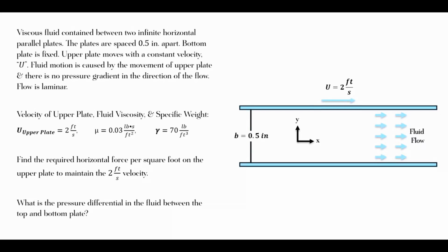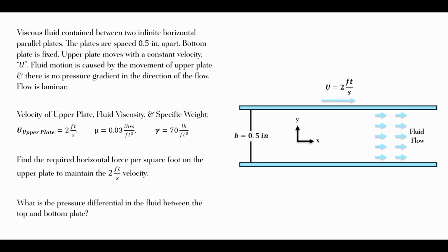How's it going, guys? So this is a fluid mechanics problem, a Navier-Stokes equation problem. There's a viscous fluid contained between two infinite horizontal parallel plates, spaced 0.5 inches apart. The bottom plate is fixed, meaning it's not moving, velocity 0. The upper plate moves with a constant velocity U, right? And later they give you that U to be 2 feet per second.